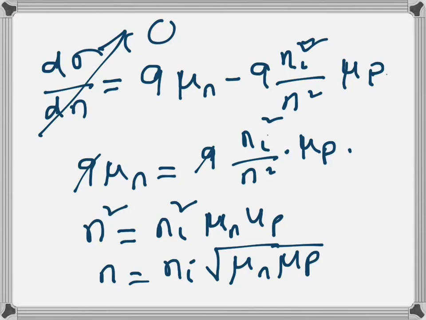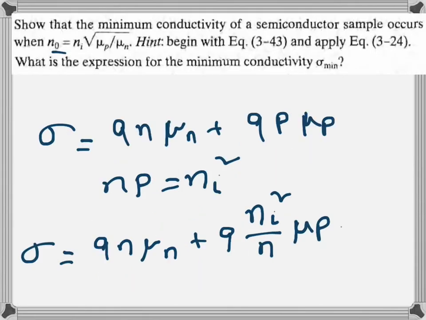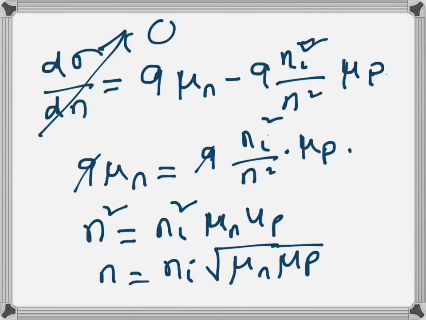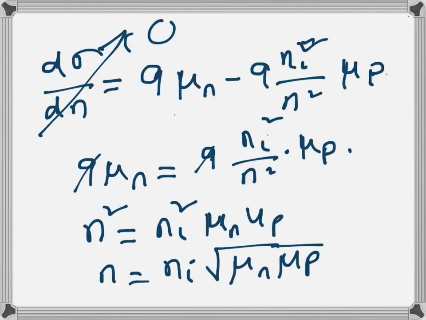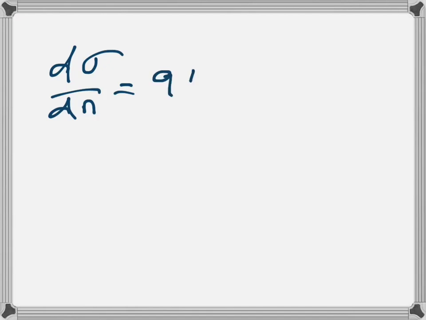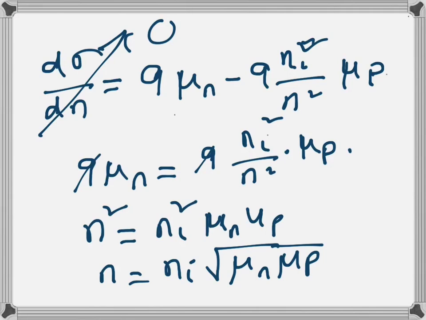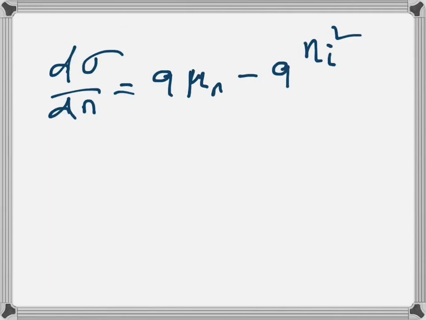So that's the value. Now we need to see whether this is a maxima or minima. When we plug this value in and find the second derivative, we can tell whether it is a maxima or minima. So d sigma over dn is q mu n minus q ni square over n square mu p.